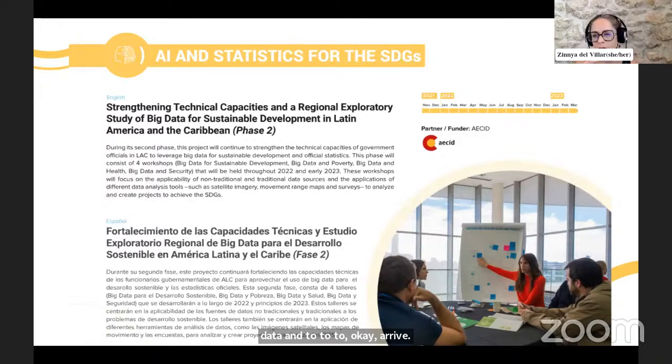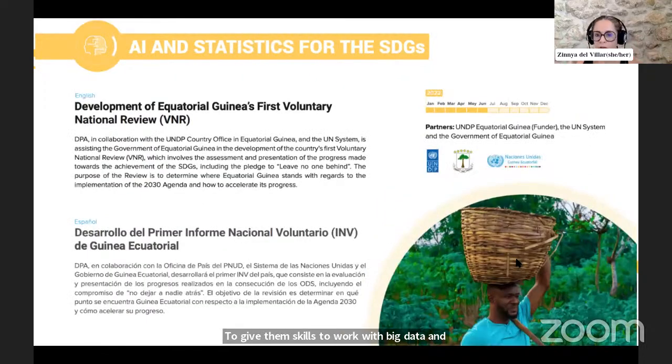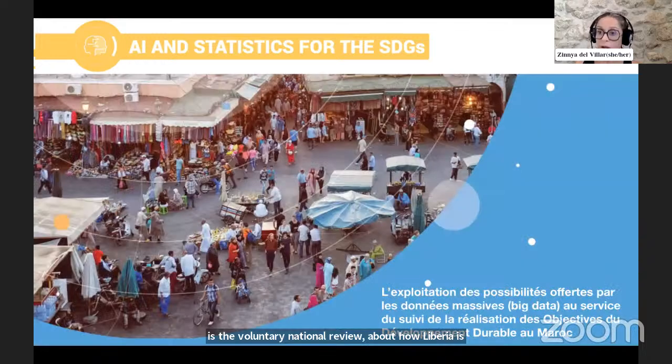So now I will only give you a kind of summary of what we are working on for the SDGs in general. For example, we are working with ISID in Latin America in 5 countries: Peru, Bolivia, Guatemala, El Salvador, and the Dominican Republic, to give them skills to work with big data and SDGs. Another is that we developed the first VNR, the Voluntary National Review, about how Liberia is doing with all their SDGs. Now we are working with Morocco.